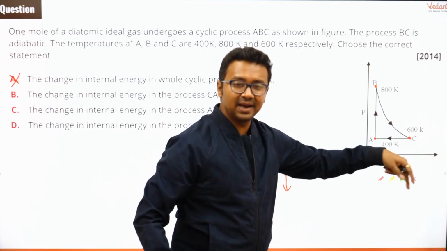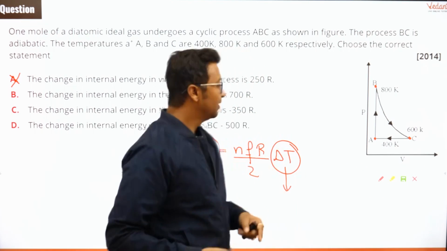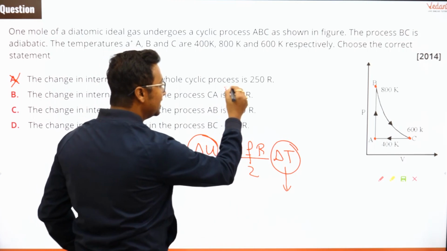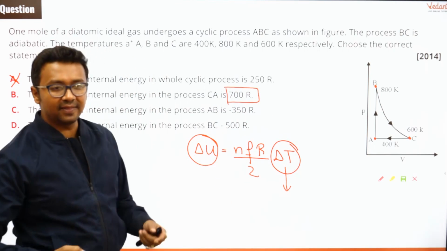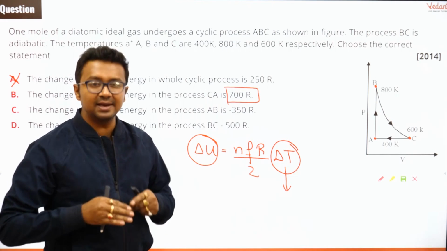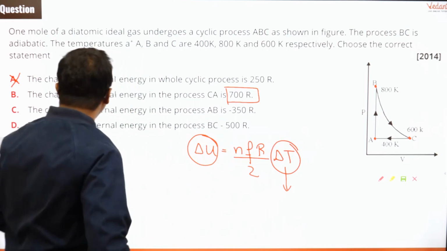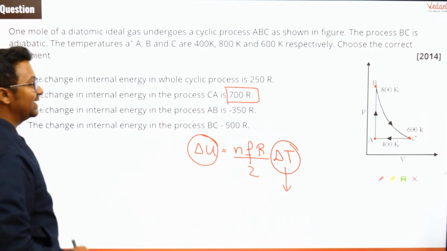400 minus 600 is minus 200. So the change in internal energy is going to be negative, whereas it is given here to be positive. Can that ever happen? No, it cannot happen. The change in internal energy should have been negative because the change in temperature is negative. So my option 2 is also not valid.